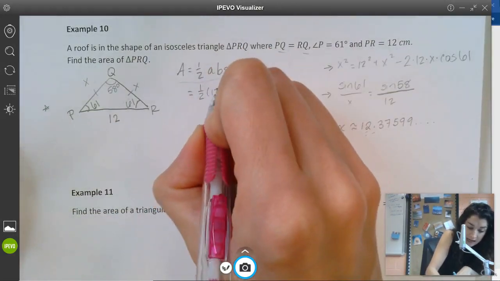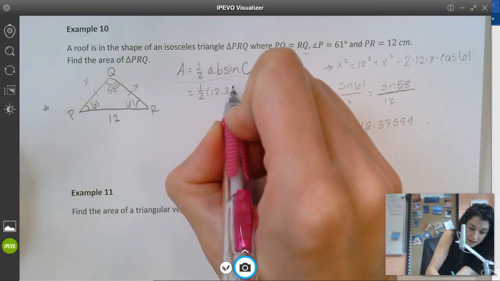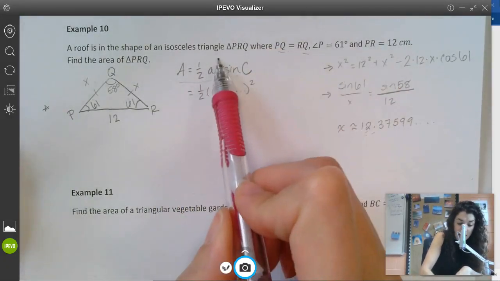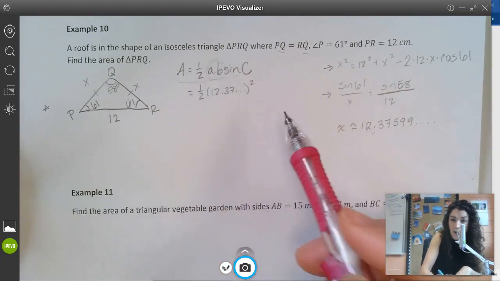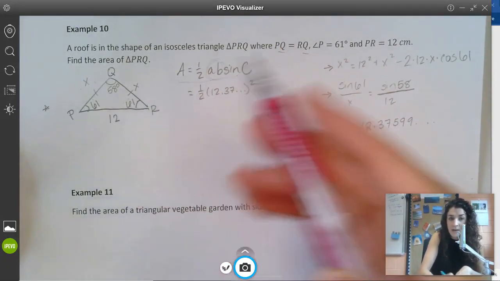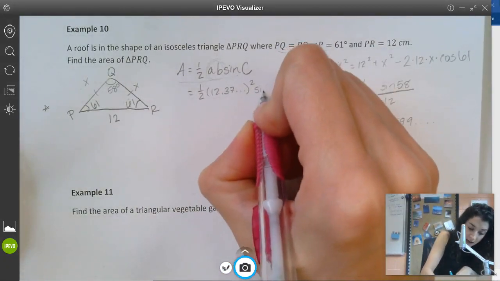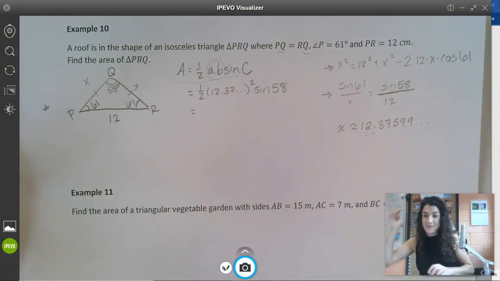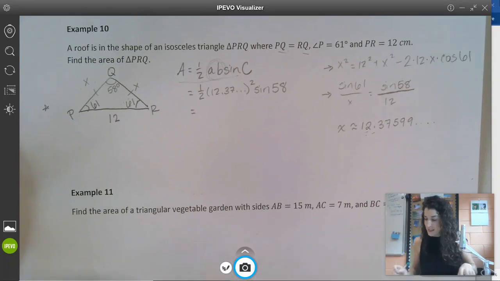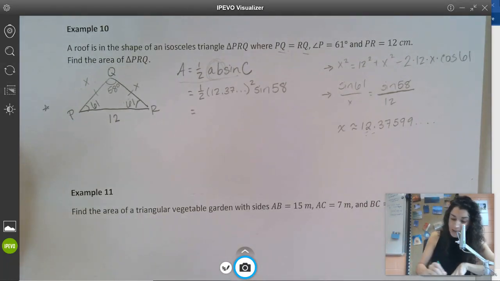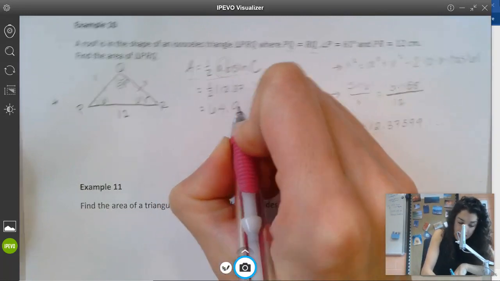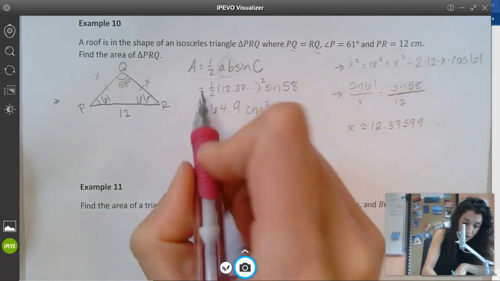I think because I have this number in my calculator already, I would just have to square it in order to get a times b, x times x, and then sine of 58. That's me just being lazy. Or efficient. All right, so we get approximately for the area 64.9 centimeters squared.